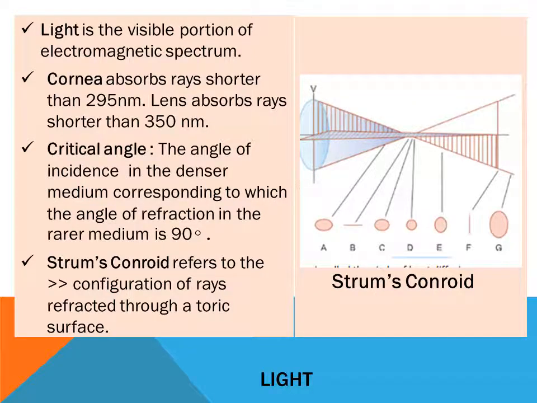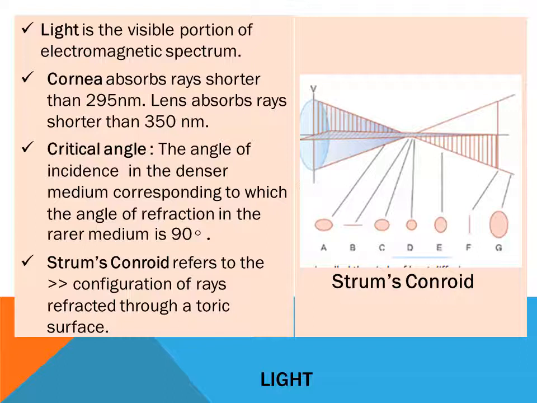Next is light. Light is the visible portion of electromagnetic spectrum. Cornea absorbs rays shorter than 295 nanometers. Lens absorbs rays shorter than 350 nanometers.